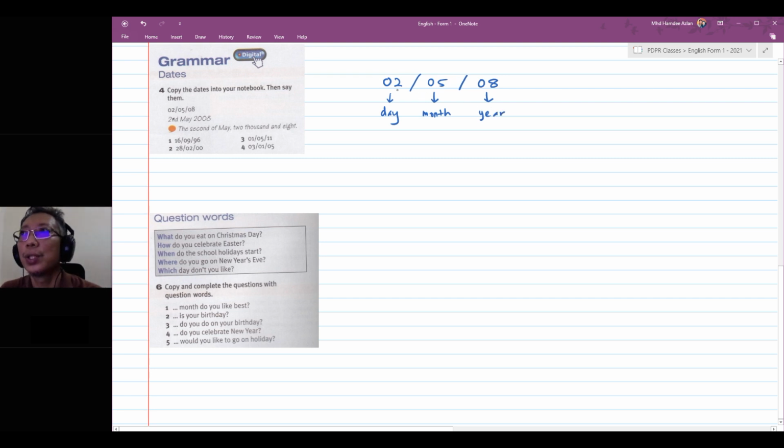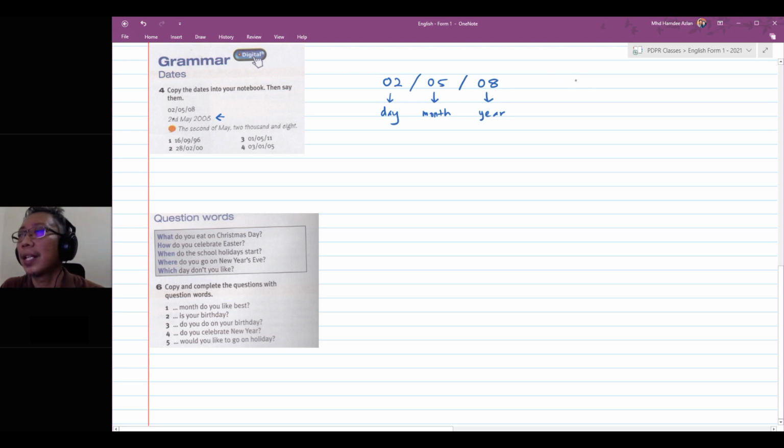Kalau bahasa Melayu, 2 hari bulan Mei, yakni 2008. How do you say it in English? Look in your textbook. 2 May 2008.